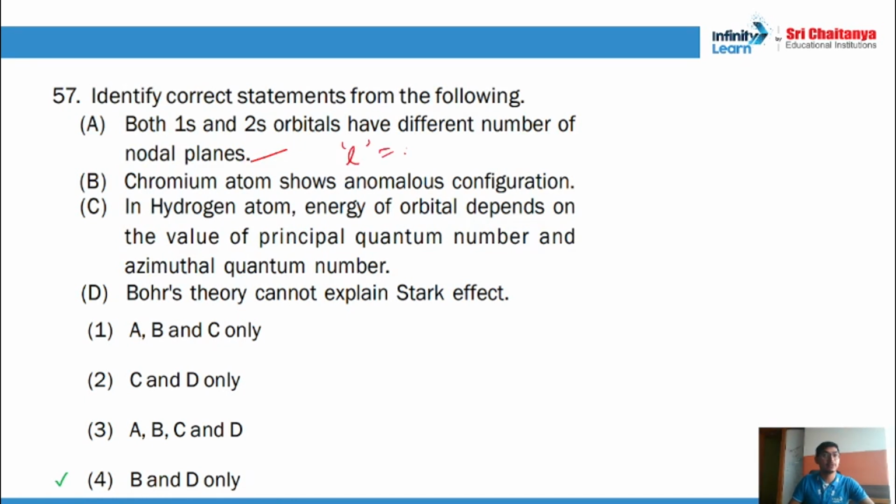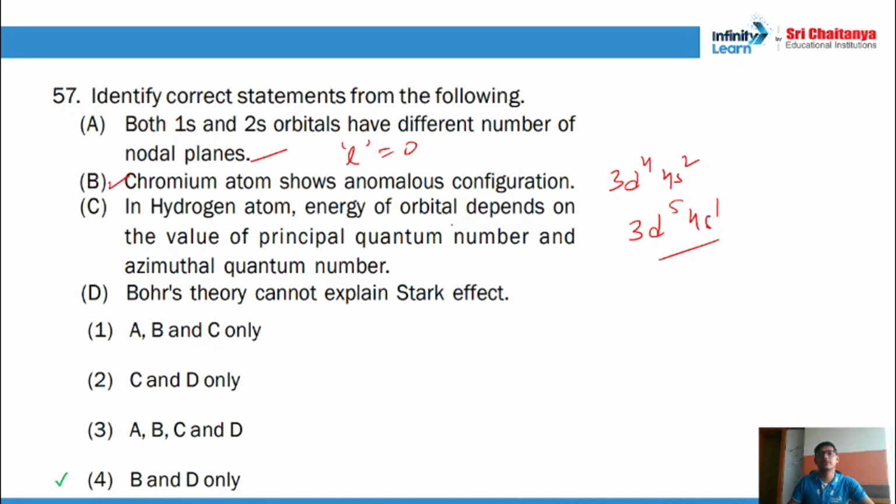So the l value is 0 for s orbital. So both of them have 0 nodal planes. That is equal, right? Chromium atom shows anomalous configuration. Yes. Instead of 3d4 4s2, chromium atom exhibits 3d5 4s1 configuration because half filled subshells are more stable. Okay, so this is the correct statement.